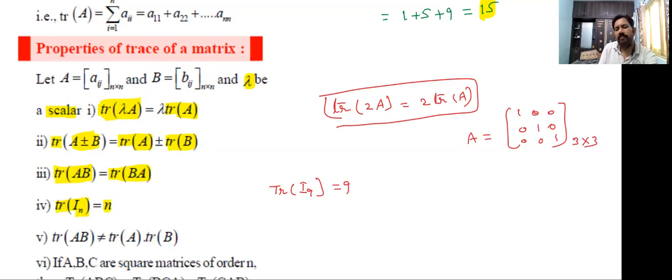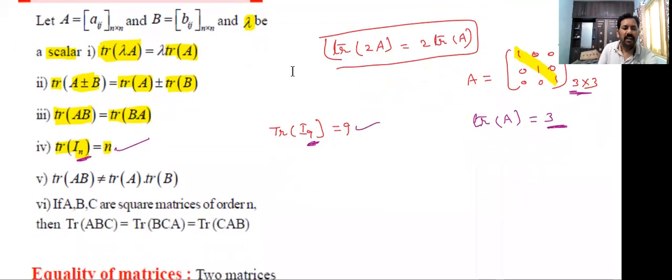Then what is trace of matrix? Sum of principal diagonal elements. Here, trace of A, how much? 3. This is a 3 by 3 matrix, that's why we are getting 3. N by N matrix means we will get n. 9 by 9 matrix means we get sum 9. Okay, I think you understood now.